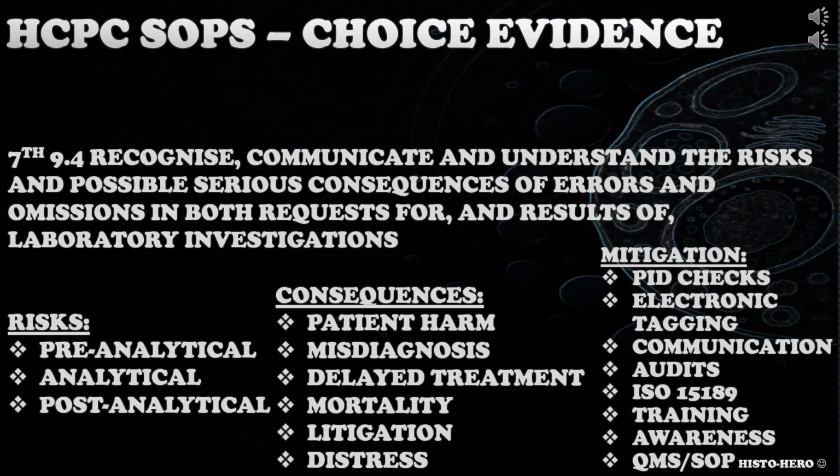The seventh standard is, recognize, communicate and understand the risks and possible serious consequences of errors and omissions in both requests for, and results of, laboratory investigations. To cover this standard, you need to be able to recognize, communicate and understand the risks and consequences of errors in laboratory investigations. Think about what those errors in laboratory investigations can be and where they can occur. Then link those errors to the consequences to the patient.